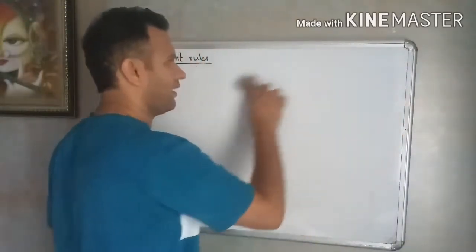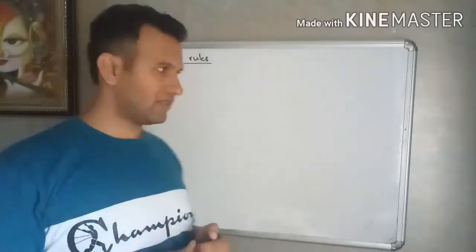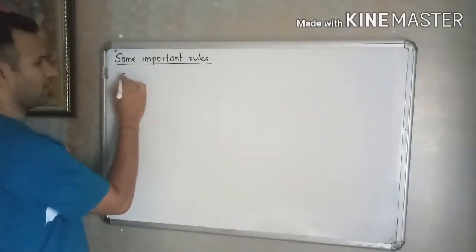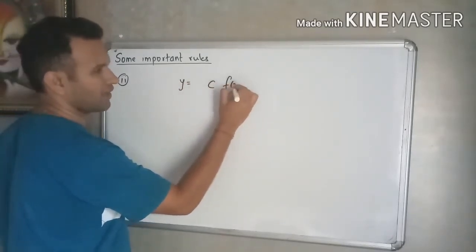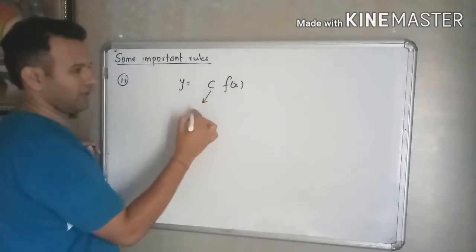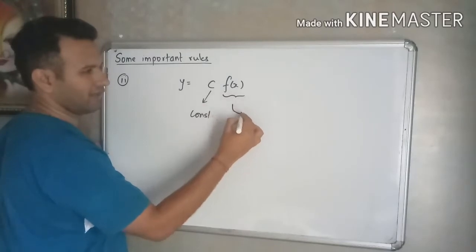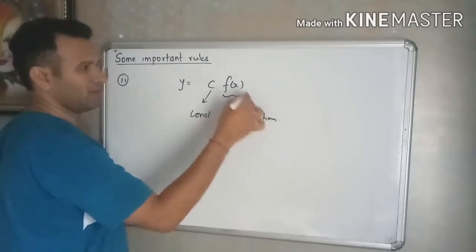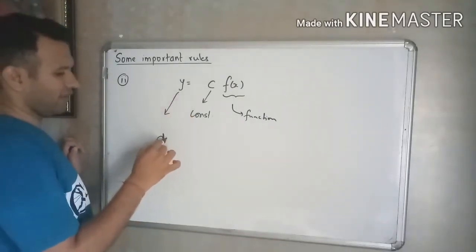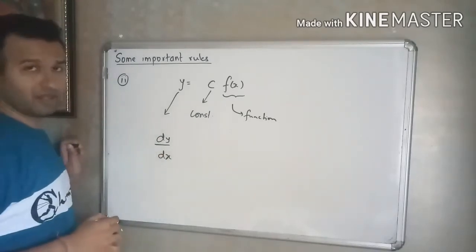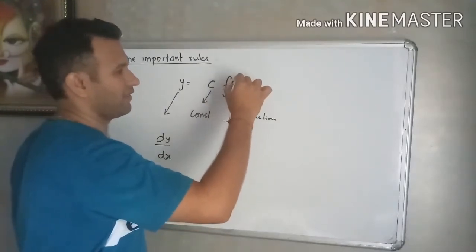Okay, now we will discuss what if a constant is multiplied to a function. That's the second one. So if we have, let us say, y is equal to constant into the function. This is the constant, and this whole thing is the function. So if a constant is multiplied to a function, and you want to find its derivative, we are finding its derivative with respect to x because this is a function of x, right?